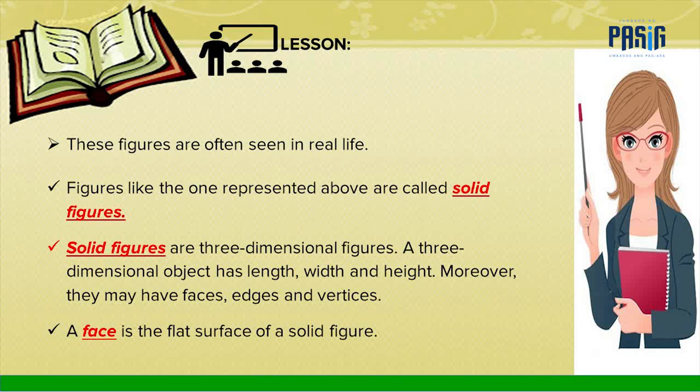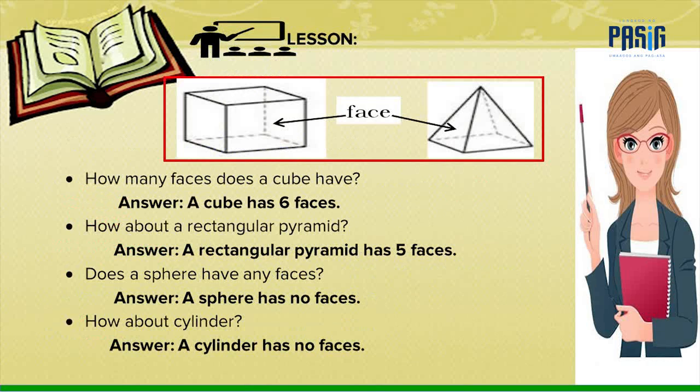A face is the flat surface of a solid figure. Look at the illustration below. Those are the faces of a cube and a pyramid. How many faces does a cube have? Very good. A cube has 6 faces. How about a rectangular pyramid? Correct. A rectangular pyramid has 5 faces.